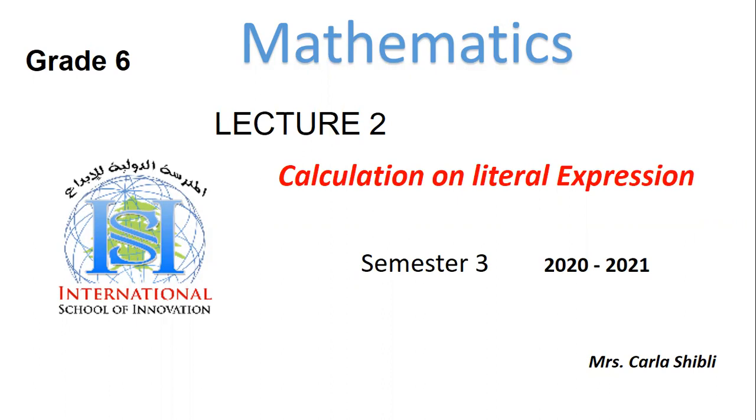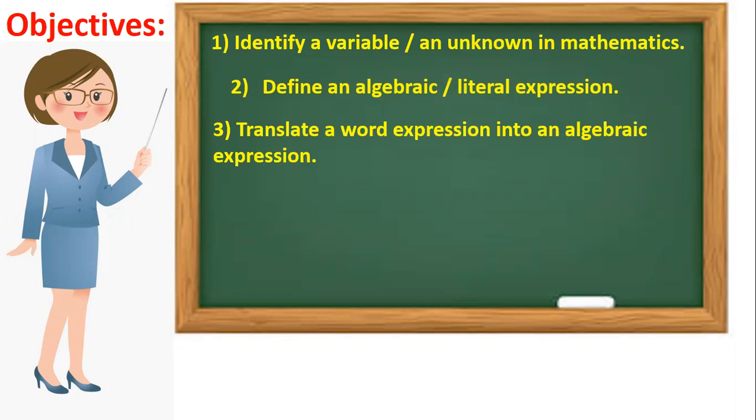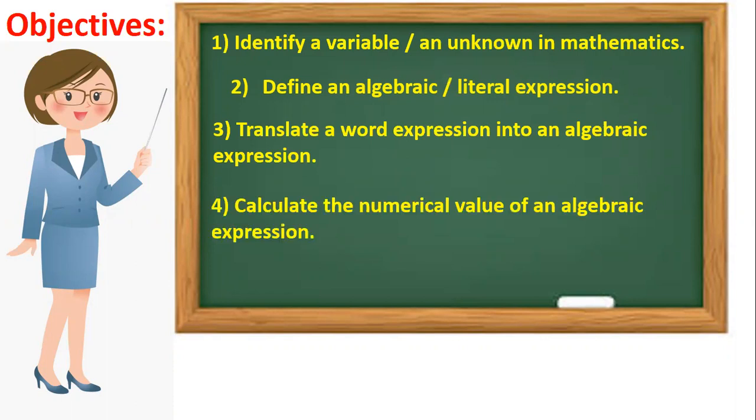Now I will start with the objectives. Objective number 1, we will identify a variable or an unknown in mathematics. So I will introduce you to variable or unknown in mathematics. Objective number 2, we will define an algebraic or literal expression. Objective number 3, translate a word expression into an algebraic expression. Objective number 4, calculate the numerical value of an algebraic expression. Now I will start.